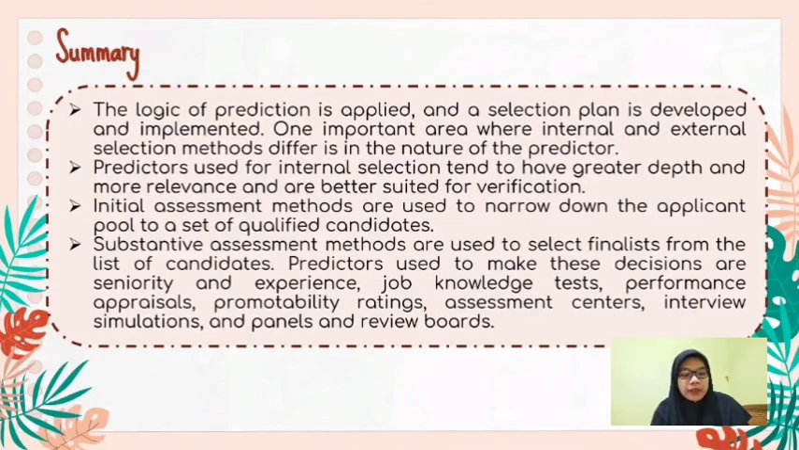Approaches used are talent, management or succession systems, peer assessment, self-assessments, managerial sponsorship, and informal discussion and recommendations. Of these approaches, none is particularly strong in predicting future performance. Hence, consideration should be given to using multiple predictors to verify the accuracy of any one method. These results also point to the need to use substantive as well as initial assessment methods in making internal selection decisions. Substantive assessment methods are used to select finalists from the list of candidates.